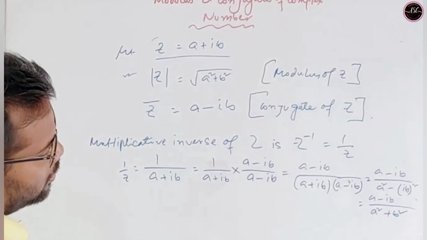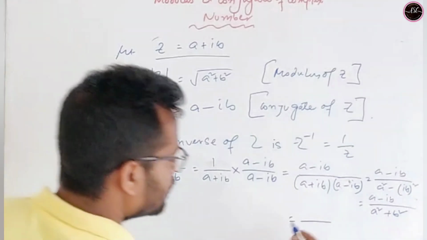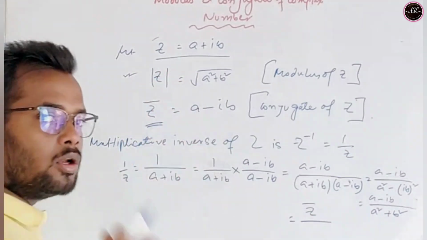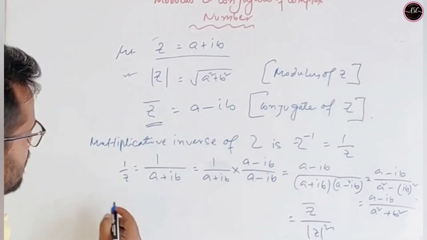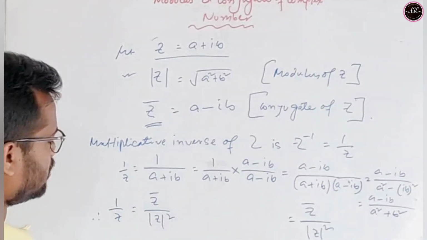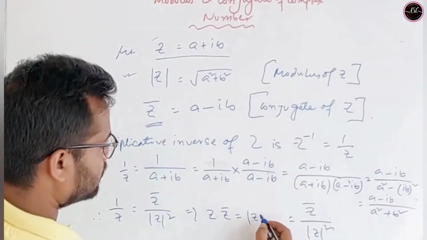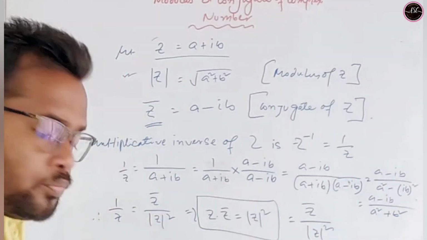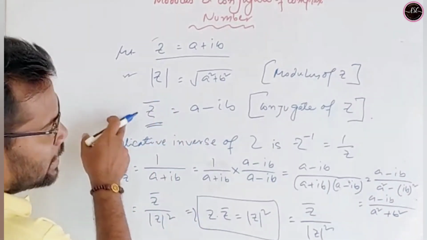Okay. So here we can write this A minus iB equal to conjugate of Z, so Z bar, and A square plus B square equal to modulus of Z whole square. Okay, so there is a theorem: 1 by Z equal to conjugate of Z over modulus Z whole square. So this can be written as Z dot conjugate of Z equal to mod of Z whole square. Okay, so here we have learned how to find the multiplicative inverse and what is the modulus of a complex number and the conjugate of a complex number.